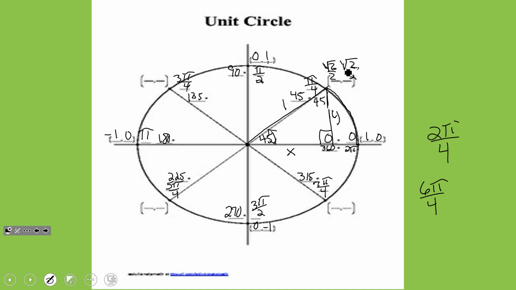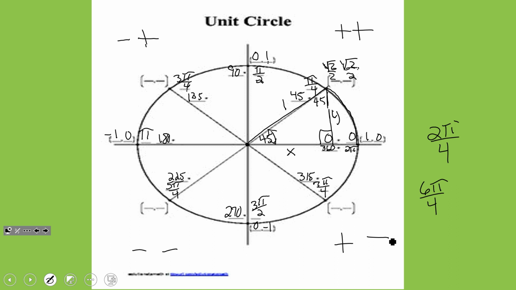Why are these still going to be positive? Because we're in quadrant 1. Positive, positive. Let's go ahead and throw our signs in here. So over here, what would my signs be? Negative, positive, and then negative, negative, then positive, negative.